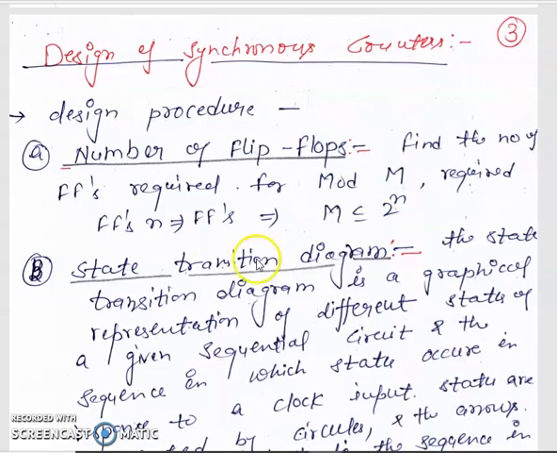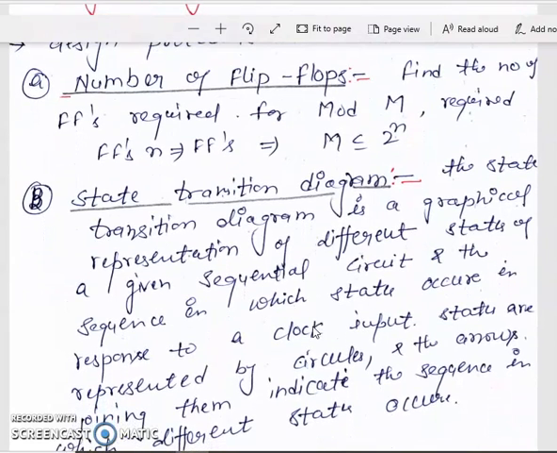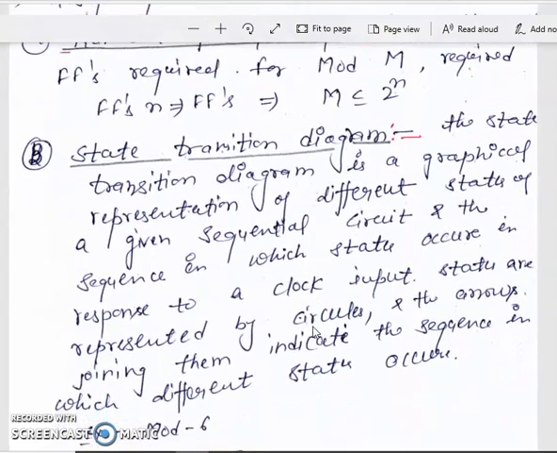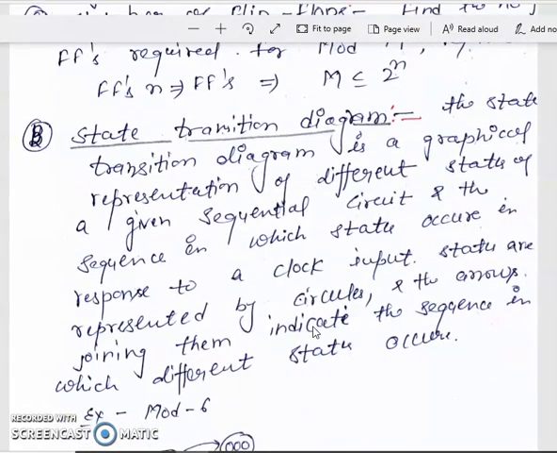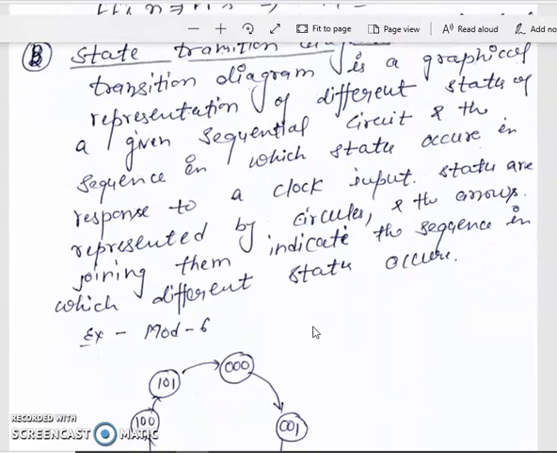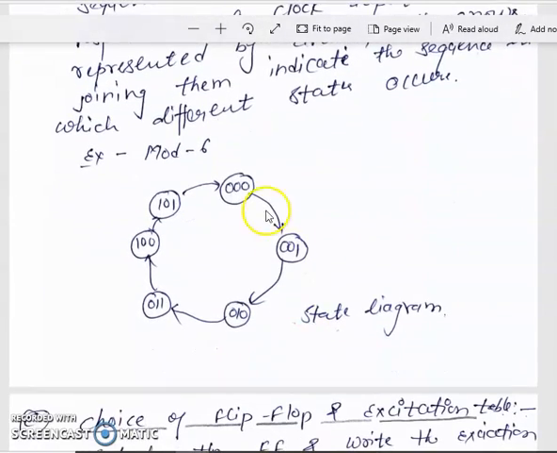Next is the state transition diagram. The state transition diagram is a graphical representation of the different states of a given sequential circuit and the sequence in which states occur in response to a clock input. It means the state transition diagram shows the number of states acquired in the counter, that is, the sequence counted by the counter.